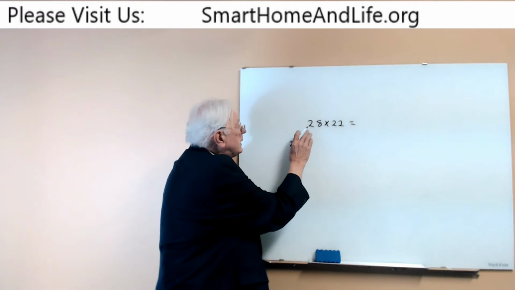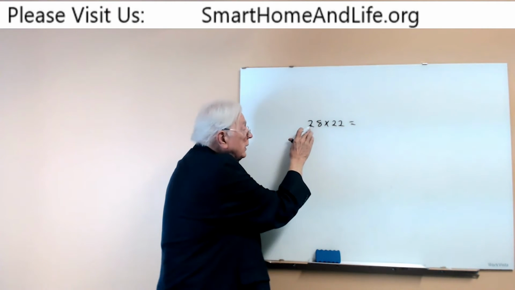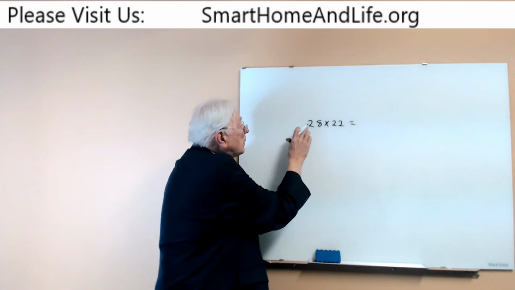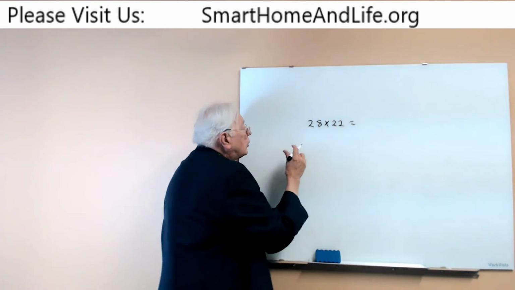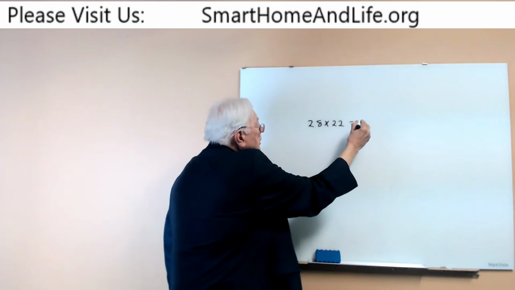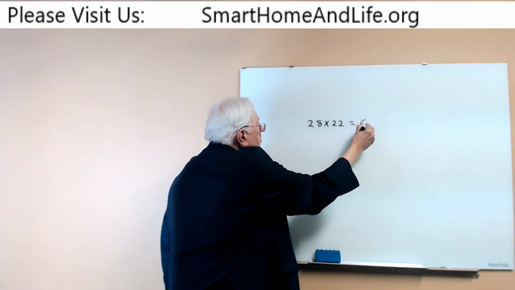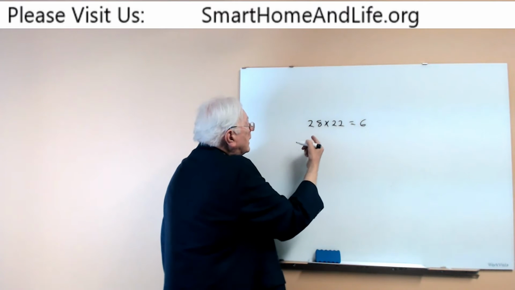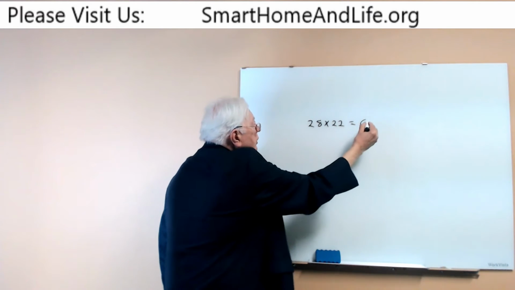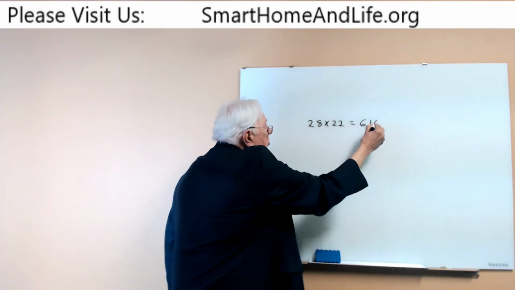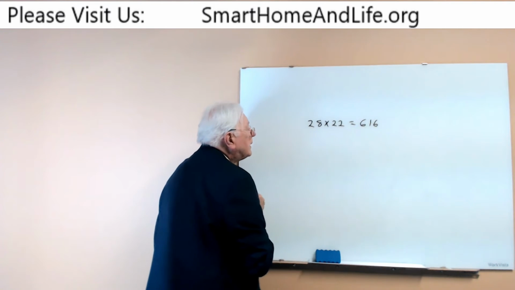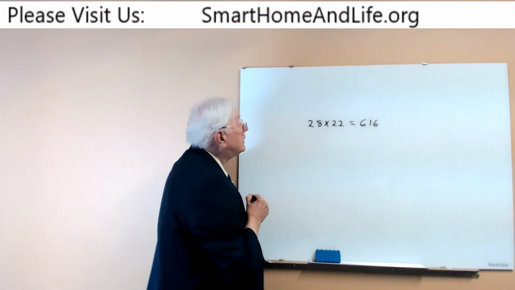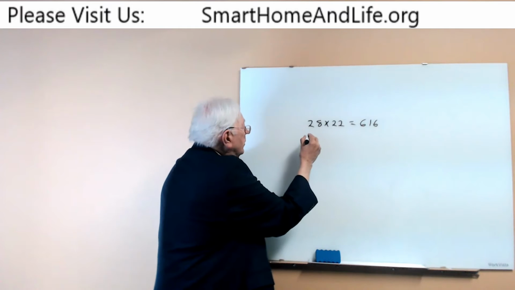We take the leading digit here, 2, and we add 1 to it, and that is 3, and 2 times 3 is 6. So we put down the 6. And now we look at the trailing digits, and that multiplies to 16. Okay, and that's that. Let's look at another one.